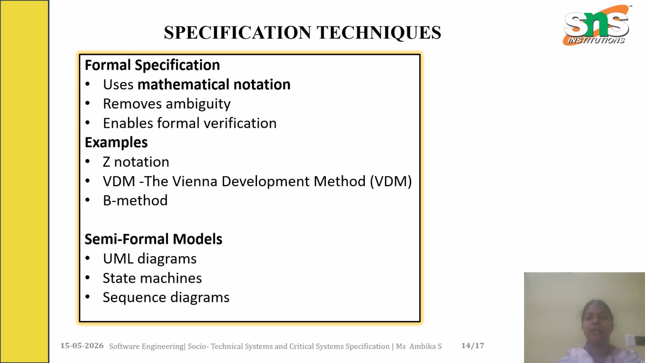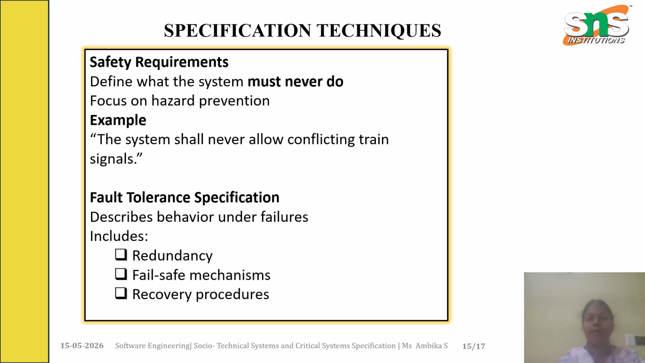Specification techniques. Formal specification uses mathematical notation. It removes ambiguity and enables formal verification also. Examples: Z notation, VDM, the Vienna Development Method, which is a formal method, and the B method. Semi-formal models use UML diagrams, that is, Unified Modeling Language diagrams, state machines, and sequence diagrams. Safety requirements define what the system must never do. They mainly focus on the prevention of hazards. For example, the system shall never allow conflicting train signals.